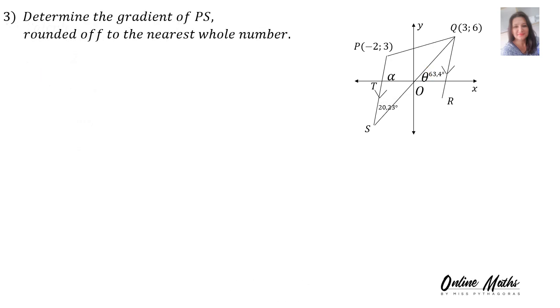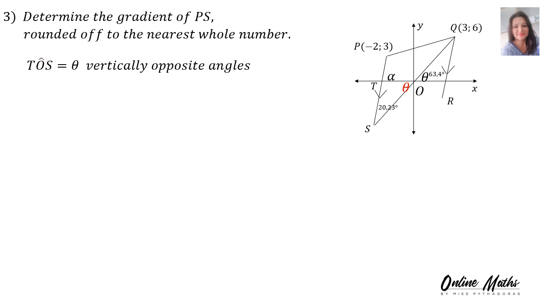Question 3. Determine the gradient of PS rounded off to the nearest whole number. Now the first thing that's happening here is, can you see that angle TOS is equal to theta? And the reason is vertically opposite angles. And remember, you can use the rules that you've got for Euclidean geometry here in analytical geometry.